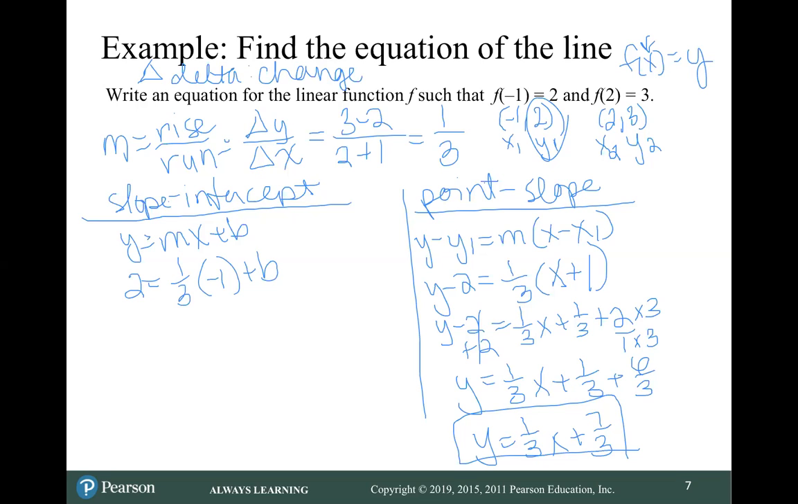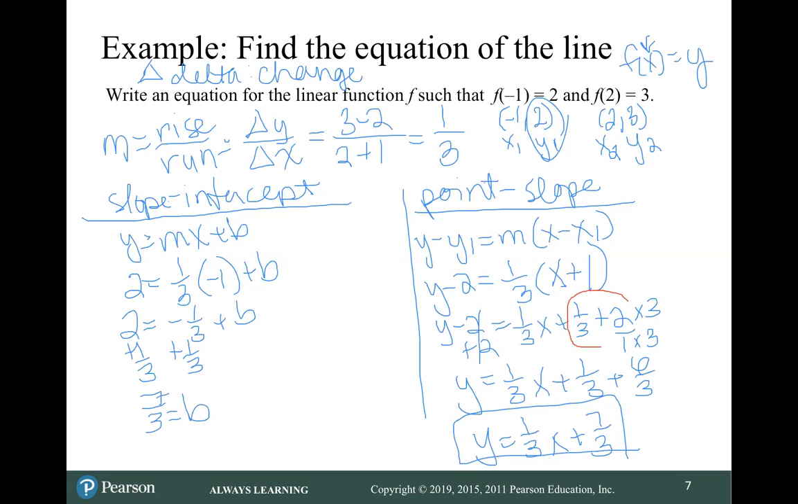Now we substituted for the y and x because I don't have b. So I can't continue forward with this equation unless I find that value of b. So I substituted everything I could in order to find b. So we have 2 equals -1/3 plus b. Notice that's exactly what we had on our right side here, 2 plus 1/3. And so we already know that what we should get is 7/3 equal to b.